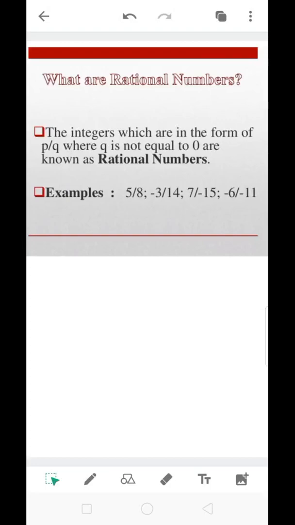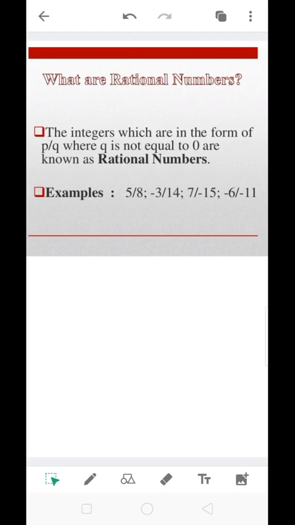So, rational numbers. What are rational numbers? Any number expressed in the form of p by q, where q is not equal to 0, is called a rational number. So, how will you write rational numbers? In the fractional form, we have a numerator and denominator. While writing a rational number, the numerator and denominator can be either positive or negative.